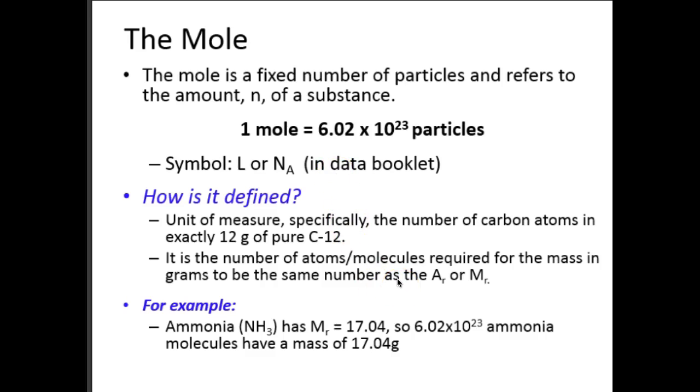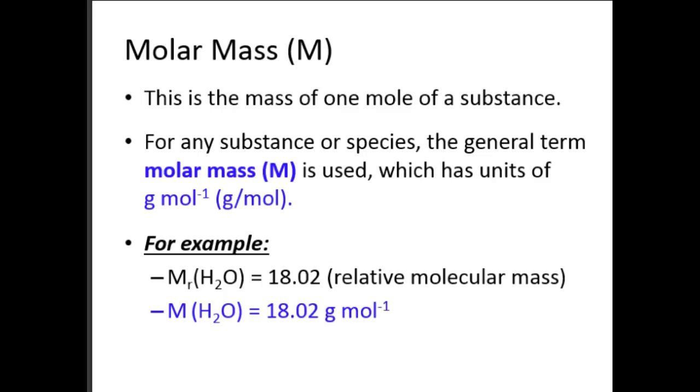So a mole specifically is the number of atoms in exactly, let's say we're talking about carbon, 12 grams of pure carbon-12. It's exactly how many atoms or molecules there are in 1 mole of the substance. So let's say you were to find the relative molecular mass of ammonia, NH3. We would say that it's 17.04 using the numbers from your data booklet. So that means there are 6.02 times 10 to the 23rd ammonia molecules in 1 mole, and they have a mass of 17.04 grams.